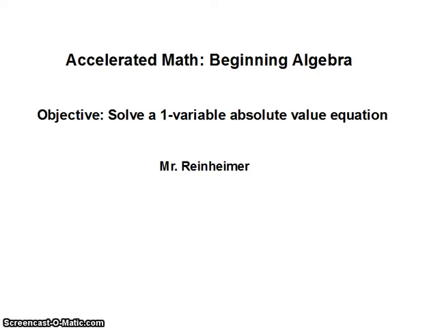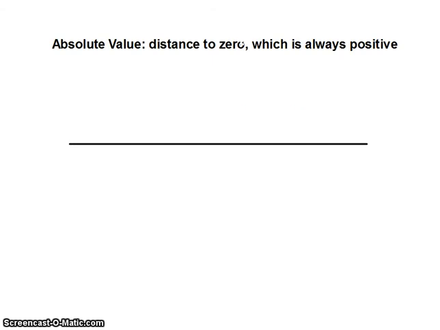We'll get started with a definition and then go through 6 problems that are typical of what you'll see in your accelerated math problems. So let's get started with the very first slide, which is on understanding the definition. The definition of absolute value is a distance to zero, which is always positive.